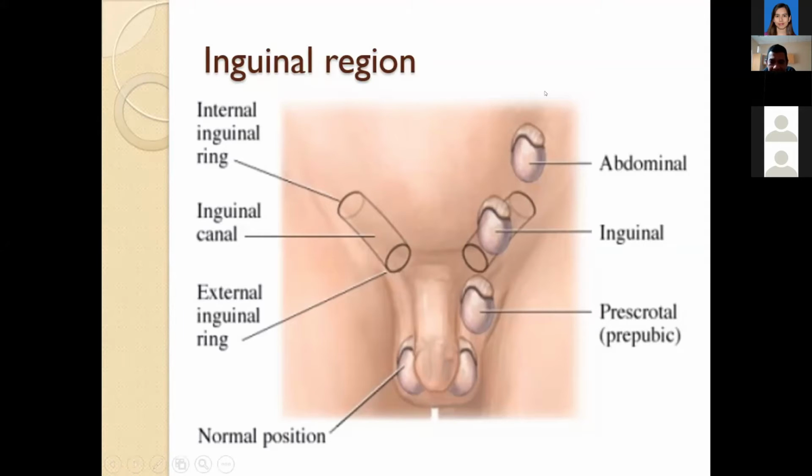So there are congenital abnormalities which you can find in the abdomen. Indirect inguinal hernia is congenital, but direct inguinal hernia is usually acquired. Okay.